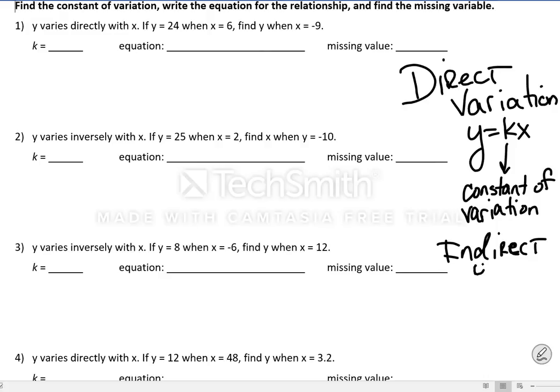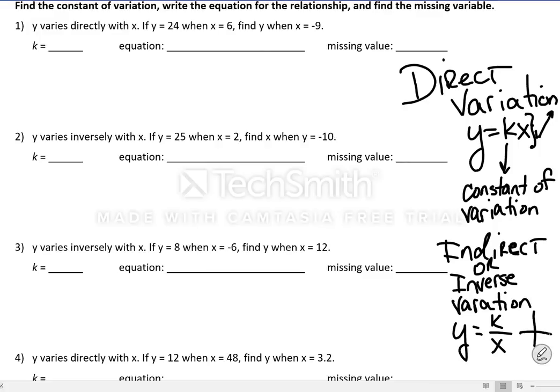Indirect, or it's called inverse variation. They both mean the same thing. Indirect or inverse mean the same exact thing. And this particular equation is y equals k over x. This one, unlike the equation up here which is a line, is going to look like a curve. It's going to start really high and then come down and get really low. We'll use that in the next video or so.